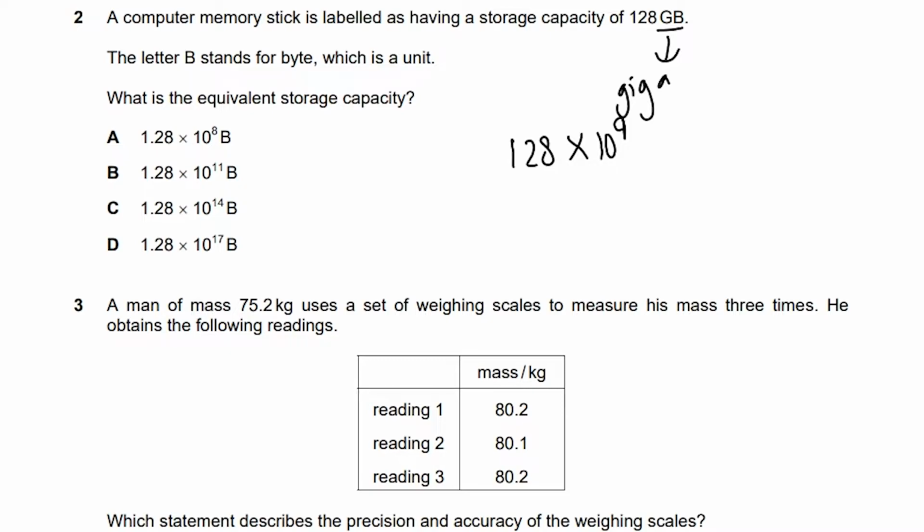Now if you simply put this in a scientific calculator, you will get the answer 1.28 multiplied by 10 raised to the power 11. Or if you move 2 decimal places to the left, you can say that it will be 1.28 multiplied by 10 raised to the power 11. So B is the answer. B is the correct option.